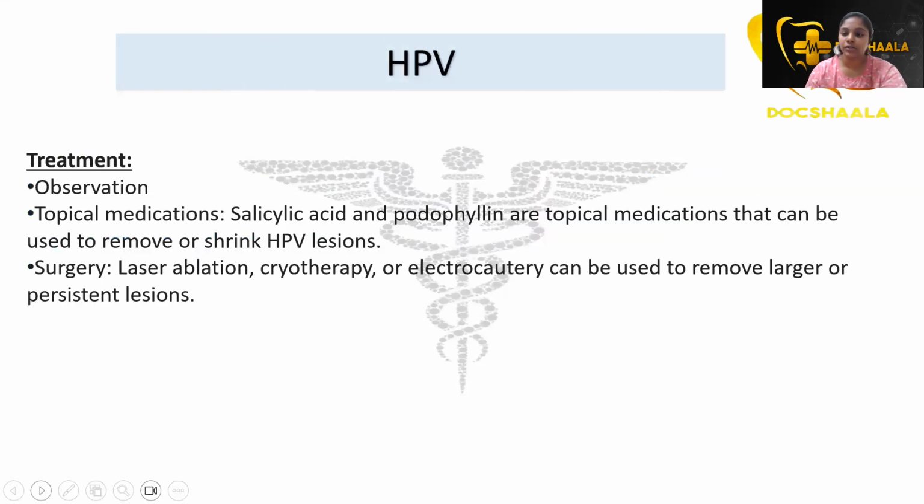Then the treatment, how we will do it. If it is verruca vulgaris, due to cosmetic concern we can remove it with electrocautery, electrotherapy. Sometimes we can use laser ablation or cryotherapy also. And topical medications like salicylic acid and podophyllin can remove or shrink HPV lesions. Okay.